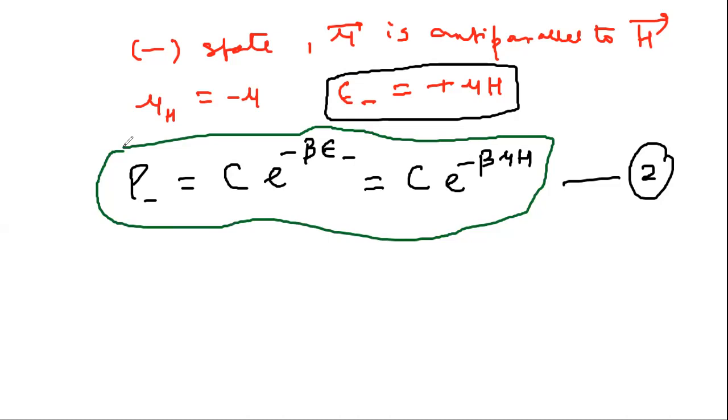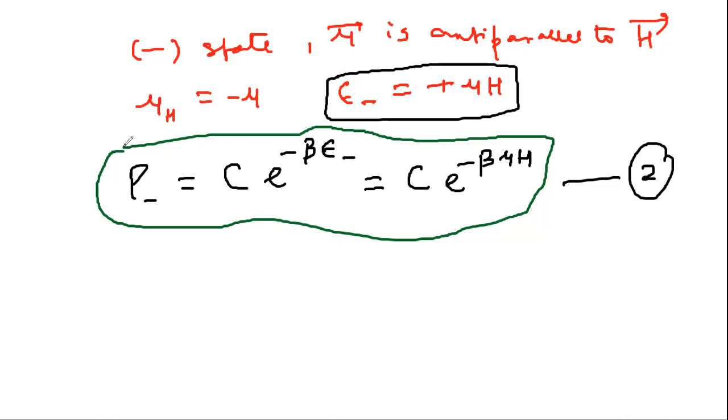This is the state of higher energy, because when the magnetic moment is antiparallel to the magnetic field, it has the highest energy. And thus this is the state in which the atom is less likely to be found. So the plus state is more likely and the minus state is less likely, right? Because of the energy consideration.